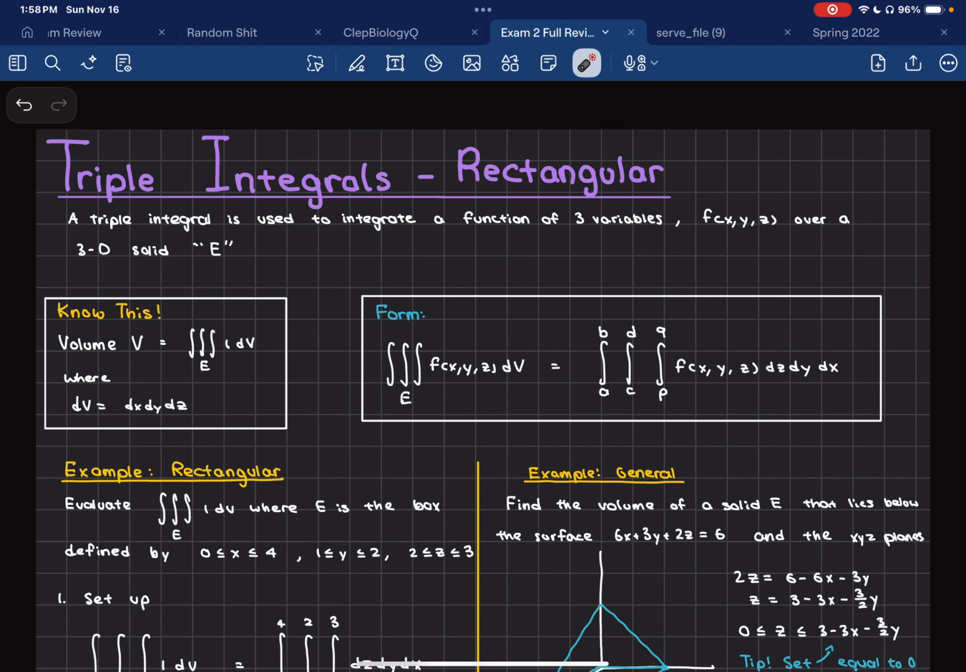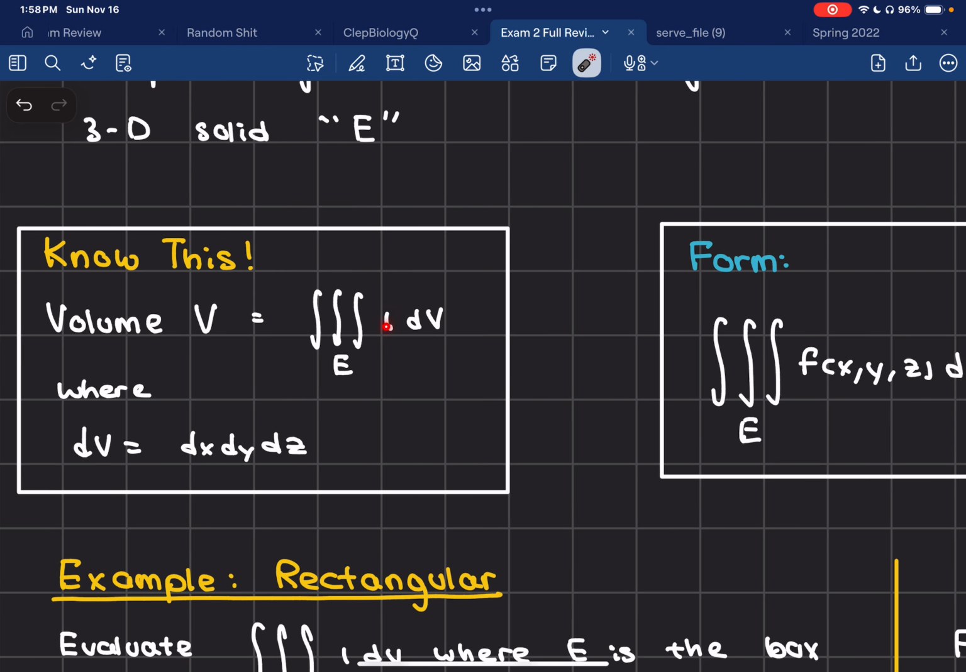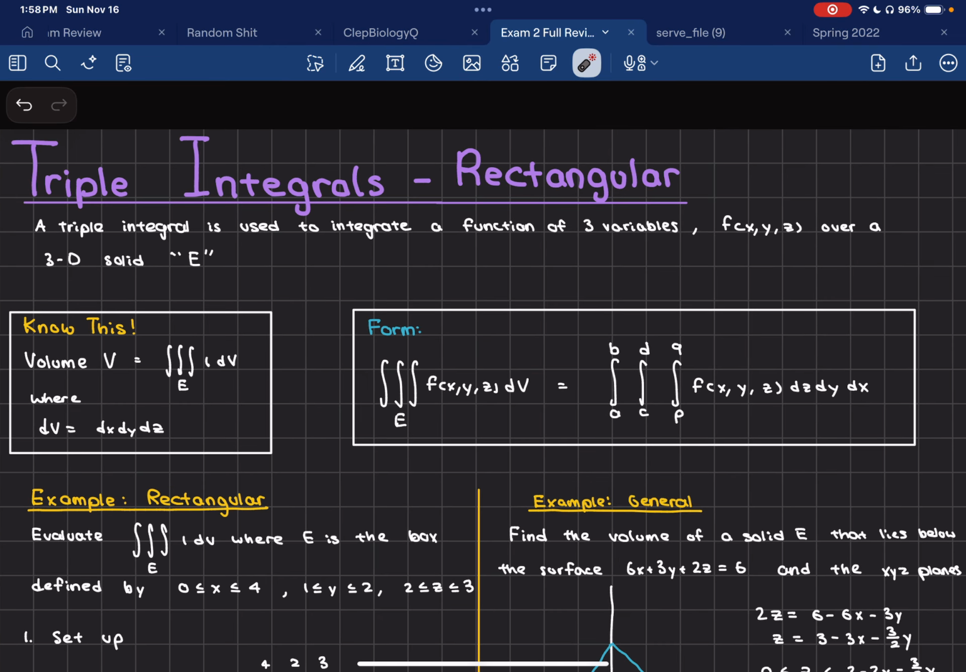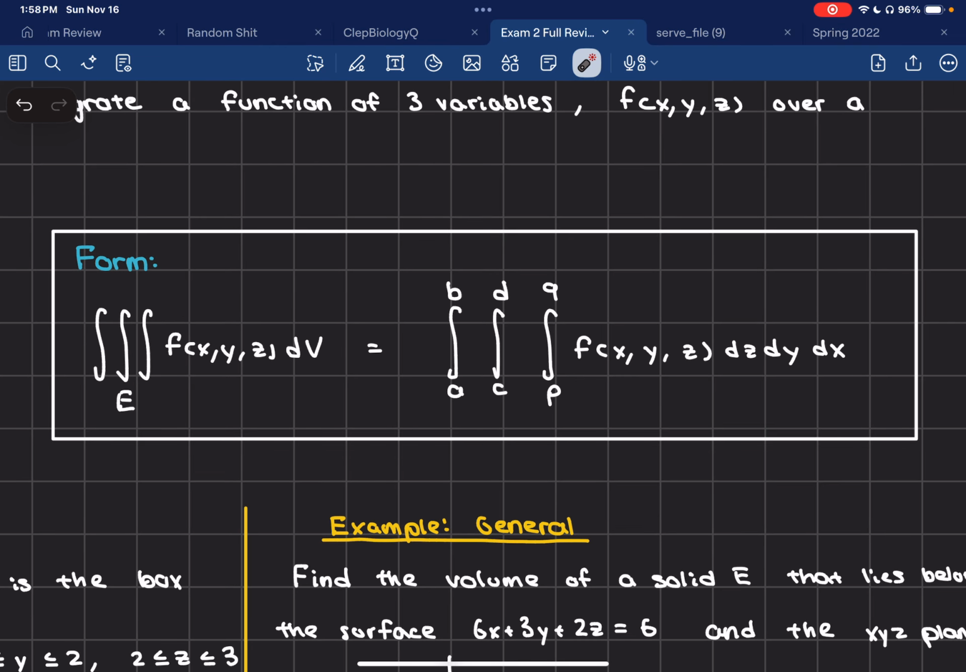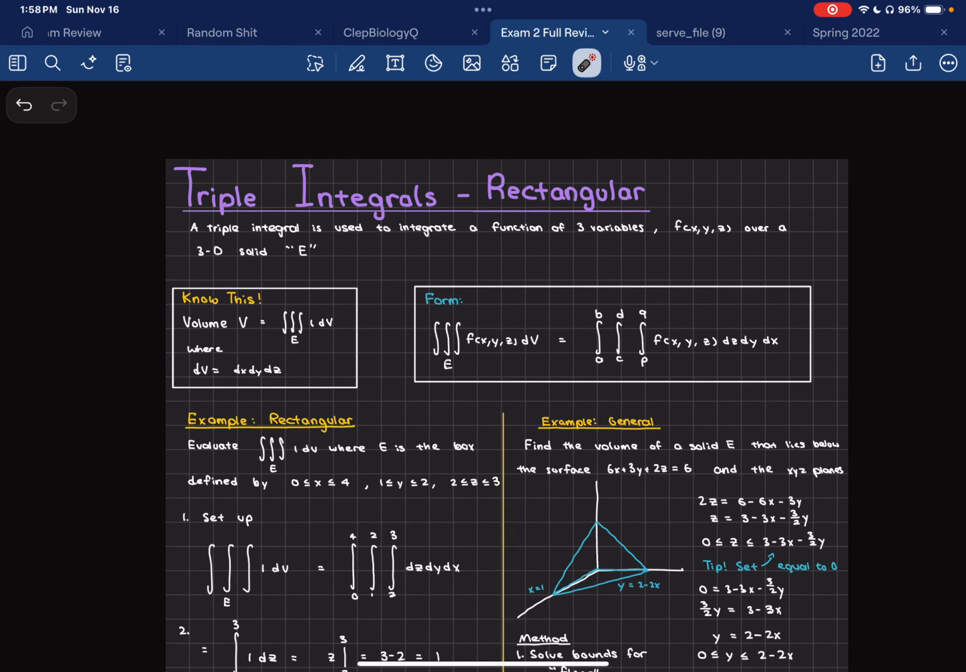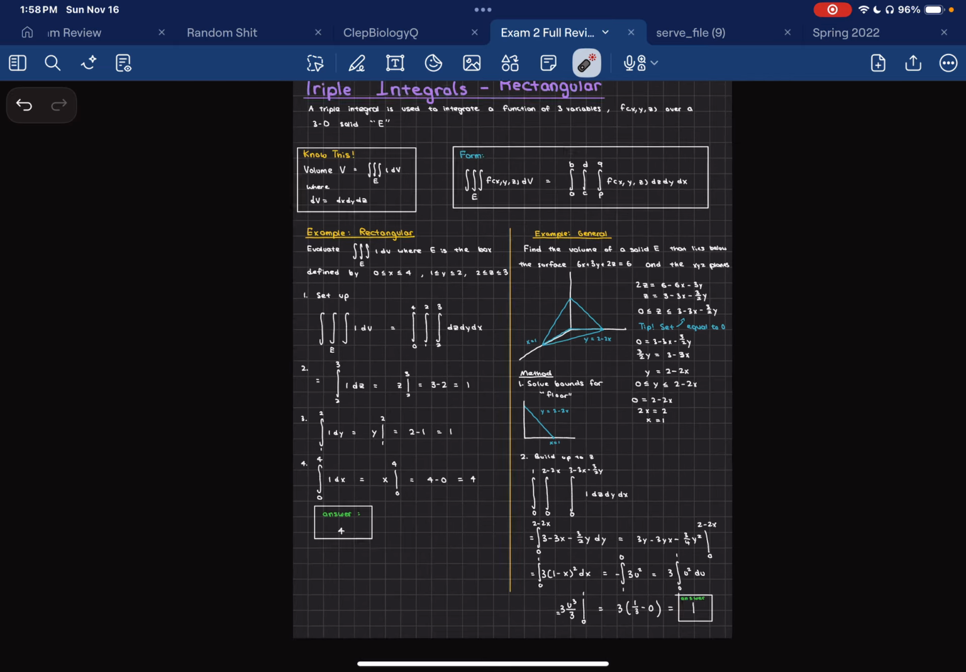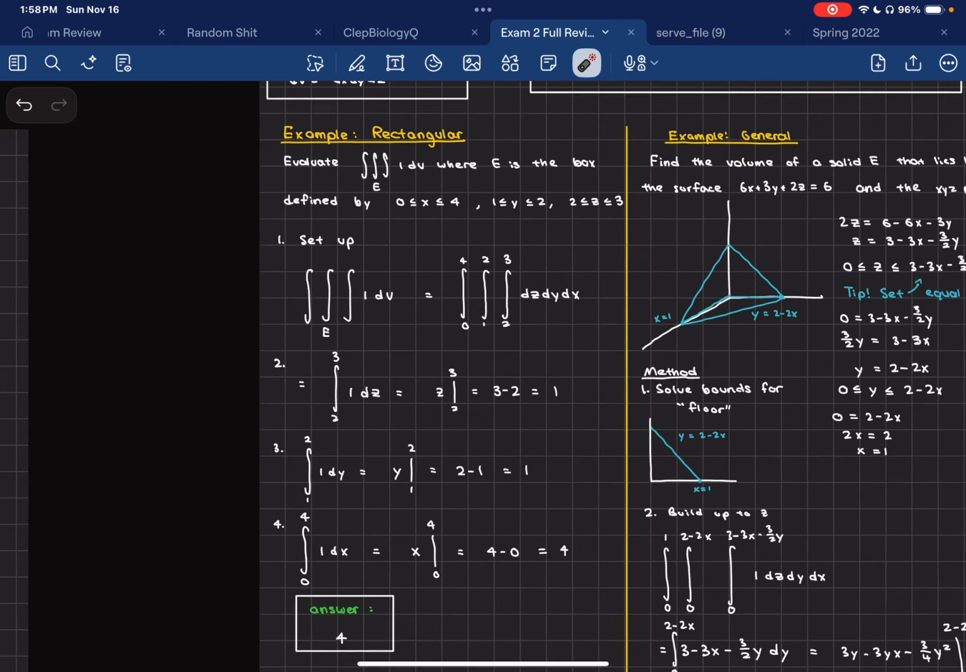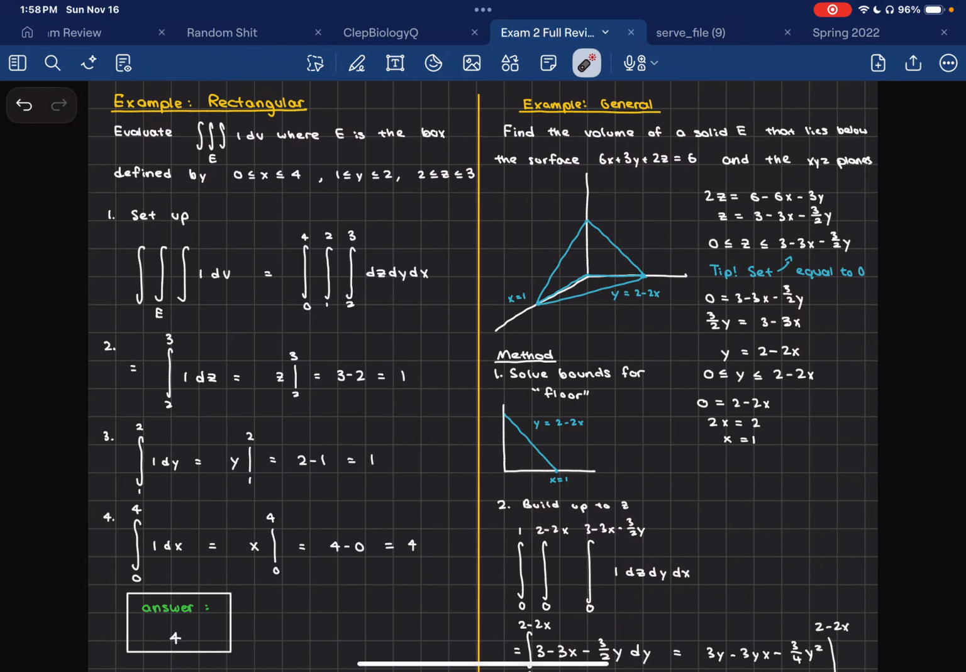So you should know that the volume of a triple integral should be 1, where the dV is now dx, dy, dz for rectangular. So now it has this form. It goes from a to b for x, c to d for y. And for some reason, mathematicians really like using p and q for z. So that's what we're using. So here's an example for a rectangular right here. This is a bit more simple since your bounds are just constants. So you just set it up like any other integral would and solve it to get 4.